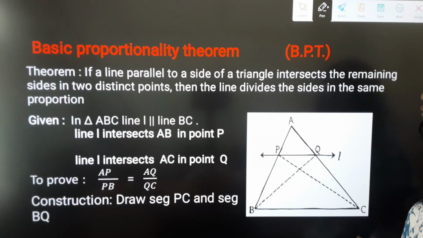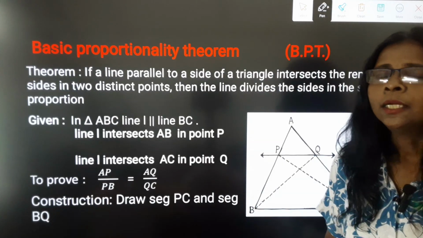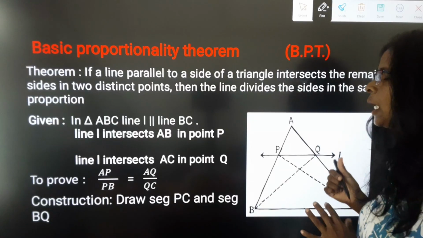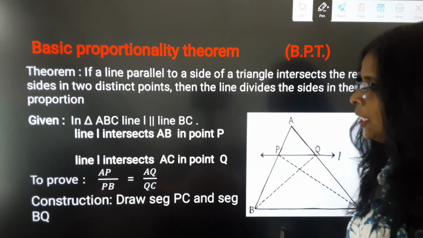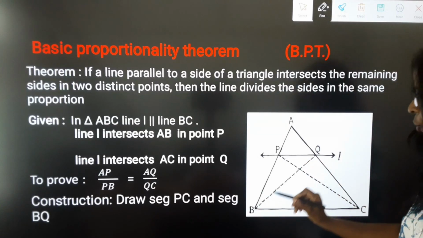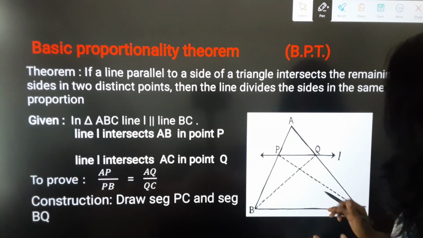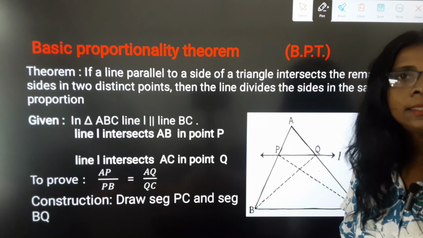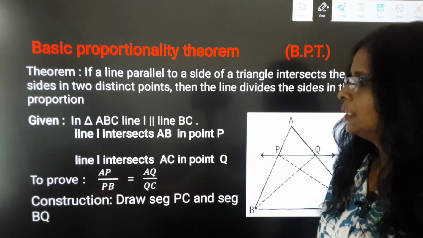Now here there is only a triangle and a line which is parallel to one side, but such information is given by the statement. So students, this figure is insufficient to prove. So here is a construction. We do the construction: draw segment PC and segment QB. So that we have these triangles, and with these triangles, we can prove this theorem, students.